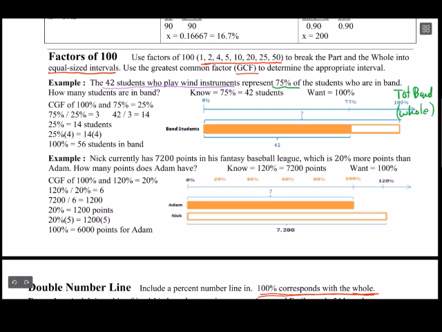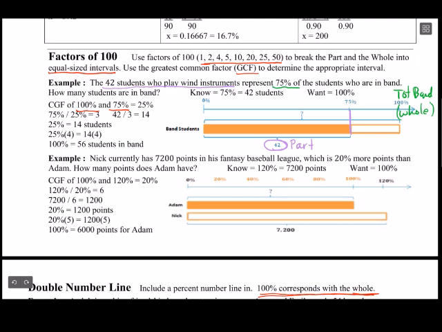And we know that 75% of them play wind instruments, and that 75% is 42 students. This is our part. Now, we're not using part and whole to do our percent equation, but this just lets you see how it breaks down. Now, we have 100% and 75%, so we are looking for the greatest common factor of 100% and 75%. Now, 25 will go into both of those.